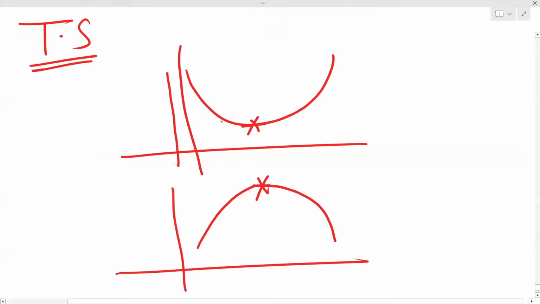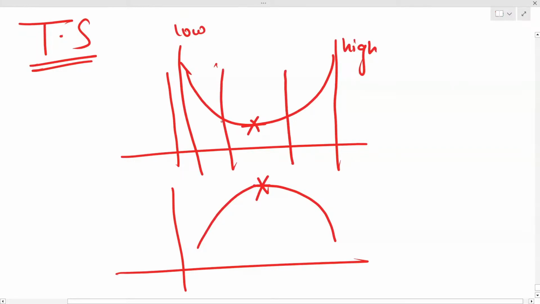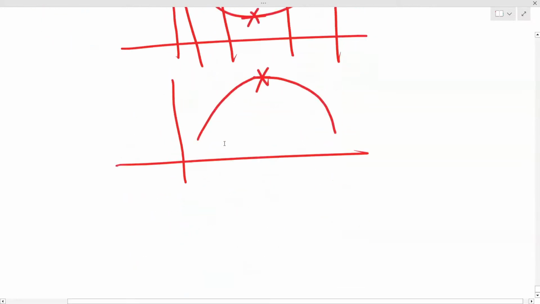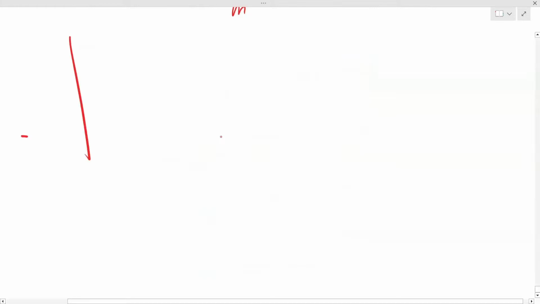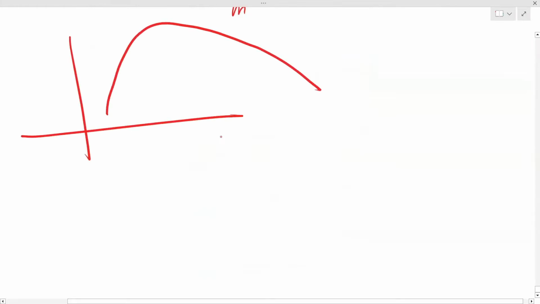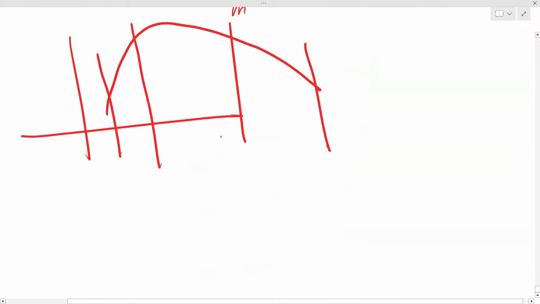Initially our low is here and our high is here, and we'll divide this range into three parts. This is the first part, this is the second part, and this is the third part. This is your mid one, and this is your mid two. First I'll stick to one case: let's try to find the maximum only. So I have my low here, my high here, my mid one here, and my mid two here.